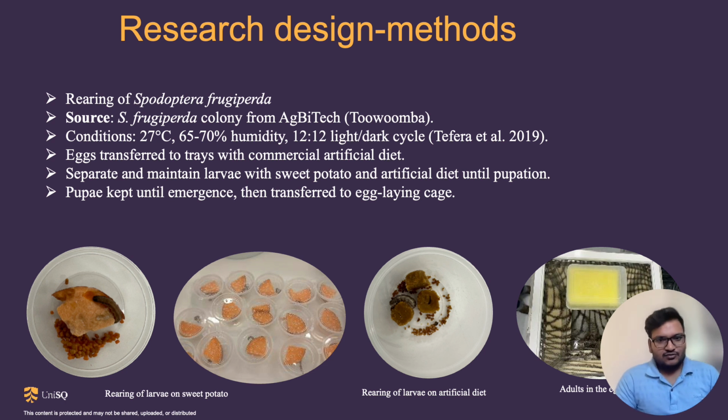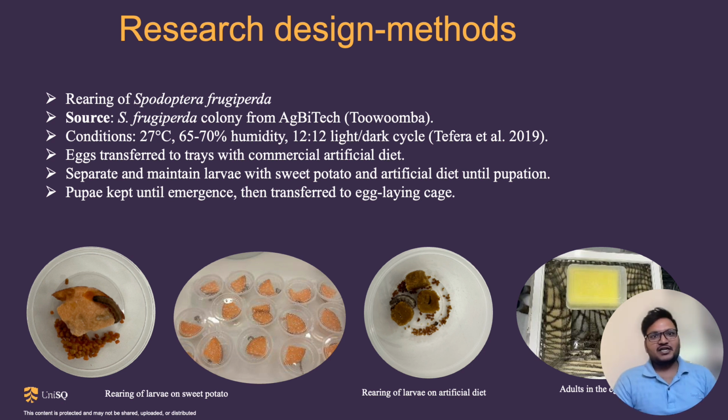The temperature is around 27 degrees Celsius, and relative humidity will be maintained at 65 to 70%, with a 12 to 12 light and dark photoperiod. After the adult female lays eggs, they will be transferred to the tray containing the artificial diet. Then after collecting, separating, and maintaining the larva, providing them artificial diet, at the last stage they will be transferred to the egg laying cage, where they can start laying eggs.